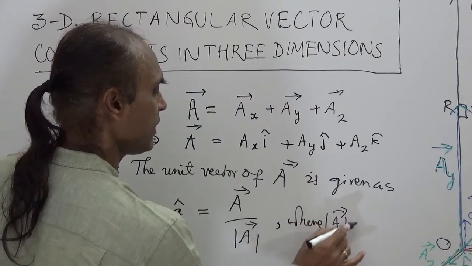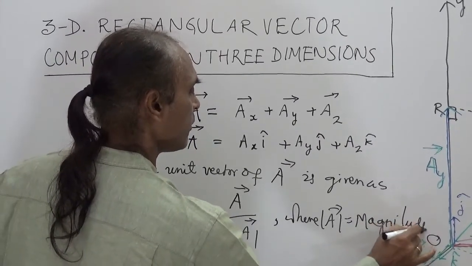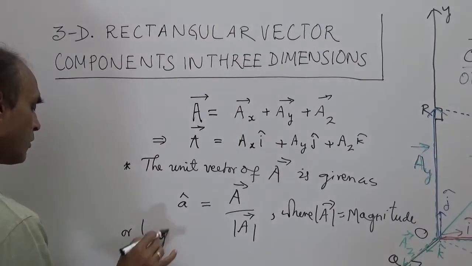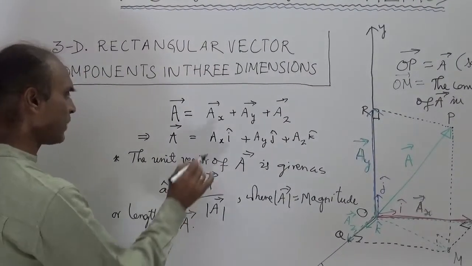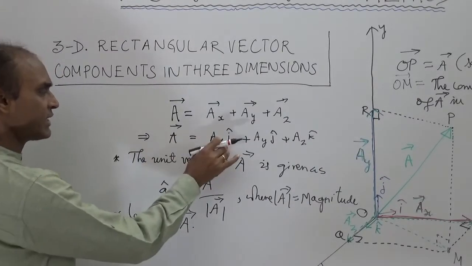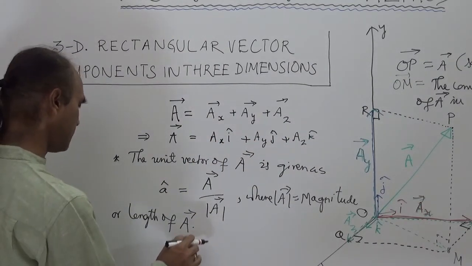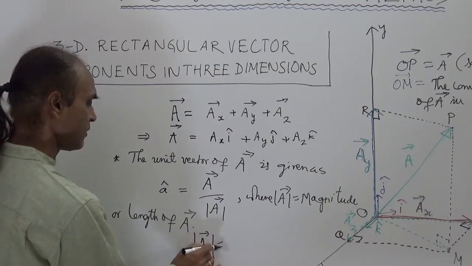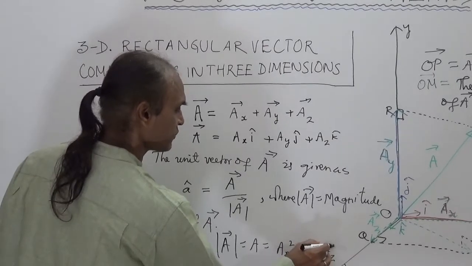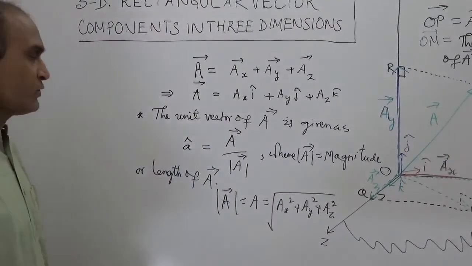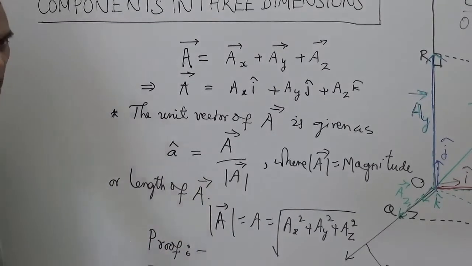There is the magnitude, or length, of the given vector A. If the rectangular components of the given vector, ax, ay, and az, are known, its magnitude can be calculated as the square root of ax square plus ay square plus az square. This is the magnitude. But how to prove? Proof is very simple.